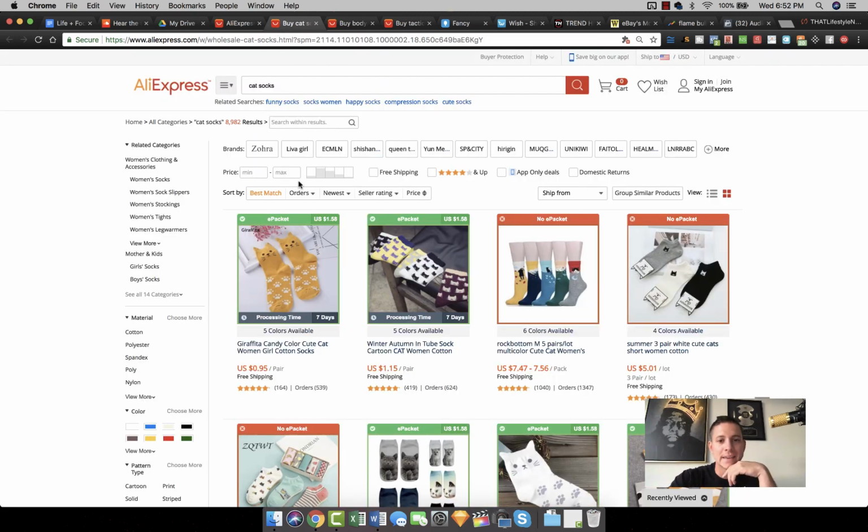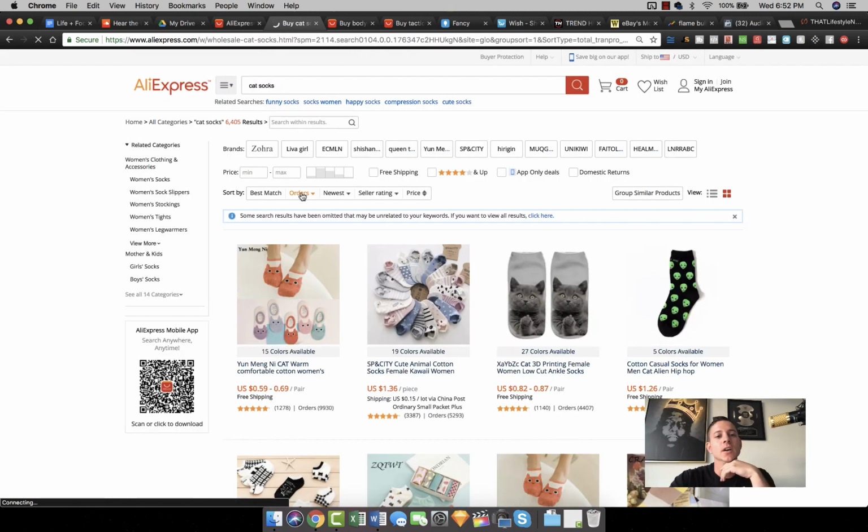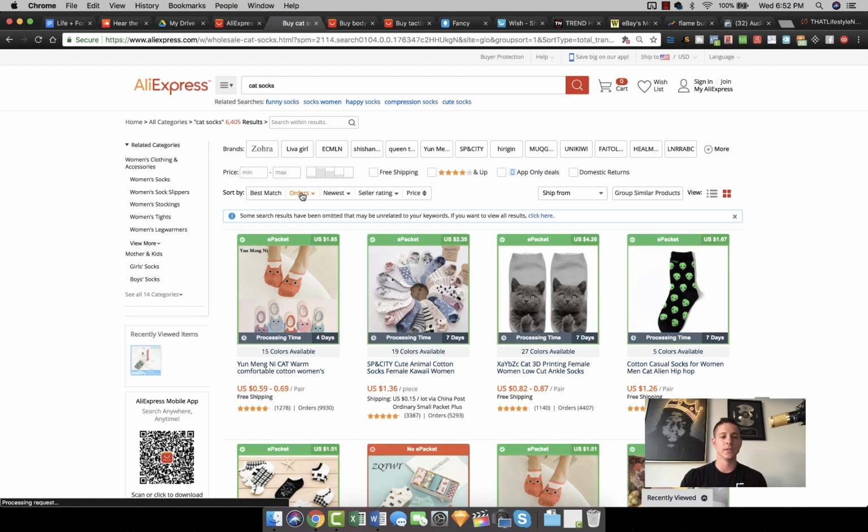So let's take a look at cat socks. Obviously, cat and dog stuff is generally very, very popular, just because the cat and dog niche is very passionate. People will always have cats and dogs. People love the companionship, and they have a lot of love and passion for their animals. And so when people have love and passion for things, they're willing to spend money on them.